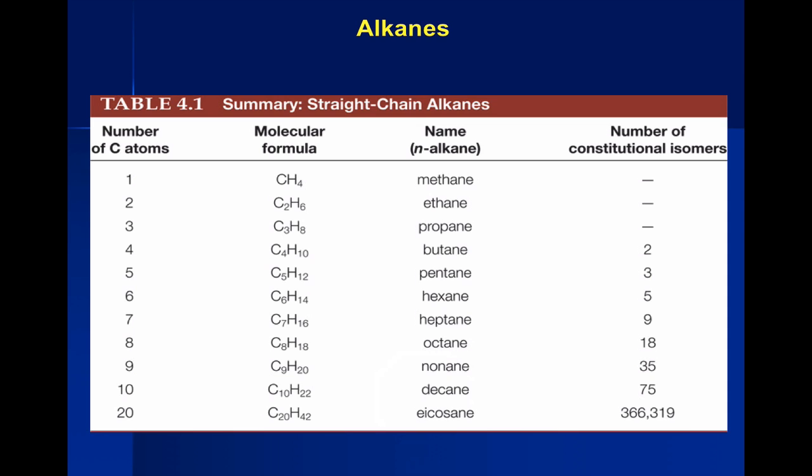We don't find that with oxygen. We don't find that with nitrogen. We definitely don't find that with any of the halogens. Okay? We find this type of structural diversity in the chemistry of carbon. That's why carbon is the basis of life. It's the basis of biology. It's the basis of biochemistry.